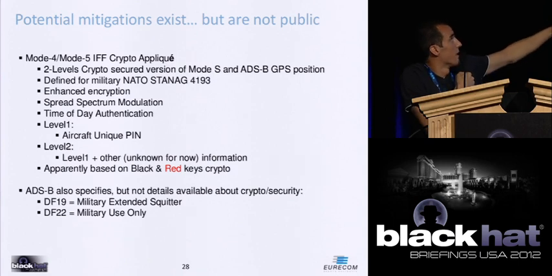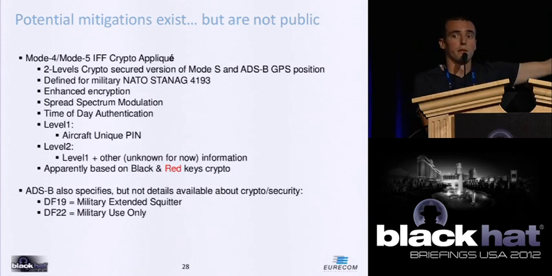Basically, it's a two-level crypto-secured version of Mode S and ADS-B GPS position. So there is provision for a secure technology for ADS-B messages or the ADS-B protocol, but for some obvious reason, which I'll be listing down, it's kept for military uses. It's bad that they do not adapt it to commercial air traffic, which is most of the air traffic currently in the world.